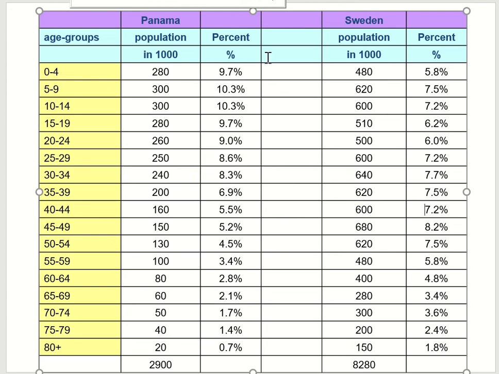So this slide is saying what we already said: in Panama, a high proportion of the population are aged below 35, whereas for Sweden, a high proportion are above that age. So you can look, for example, at 60 to 64, only 2.8% of the Panamese are 60 to 64 versus about 5% of the Sweden population. So that's the first key in this setup.